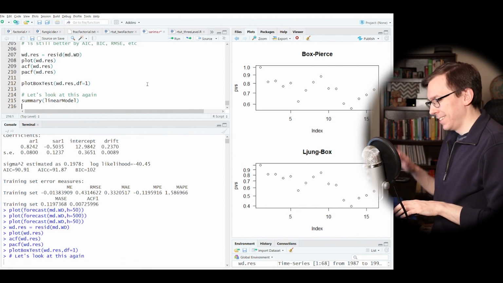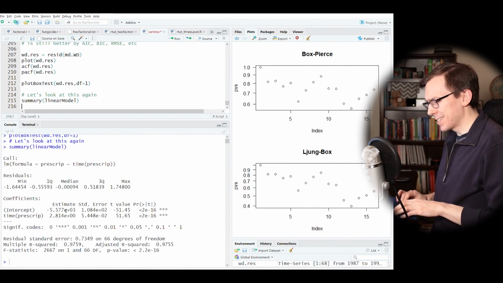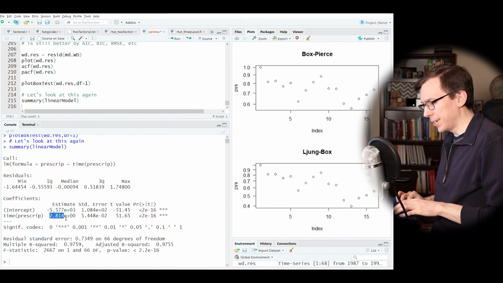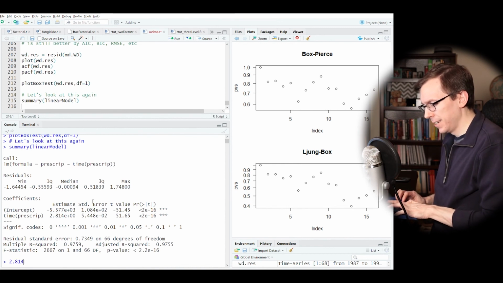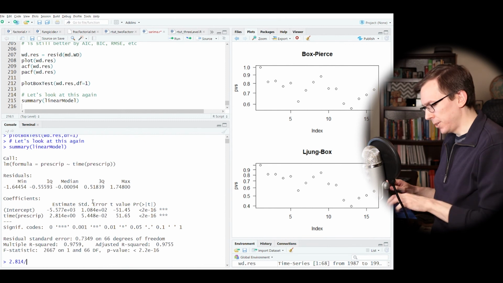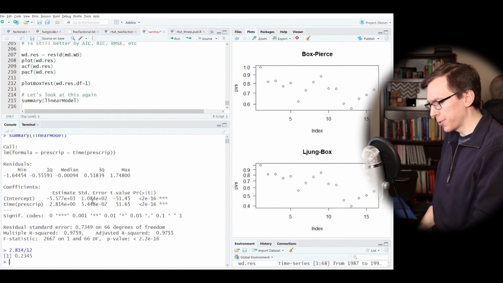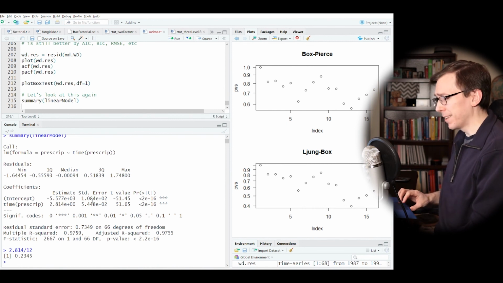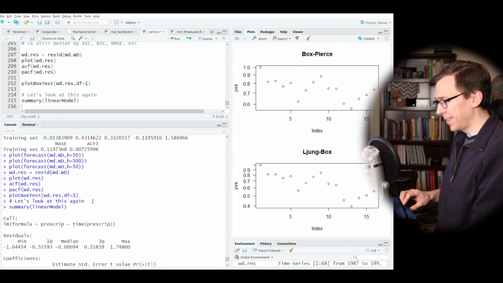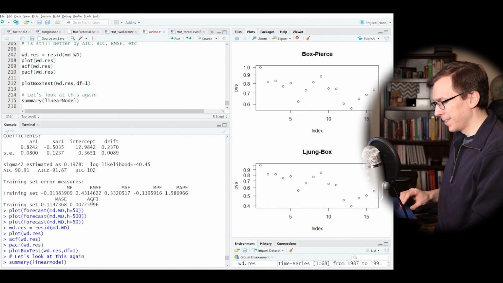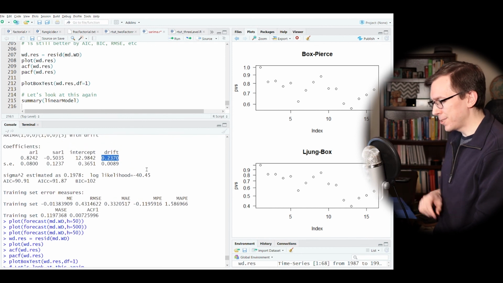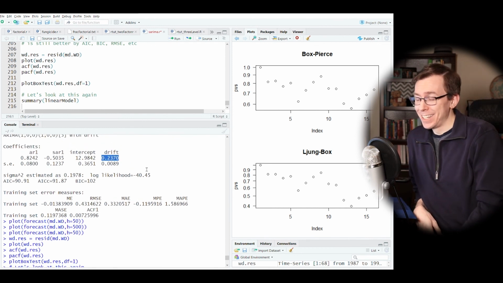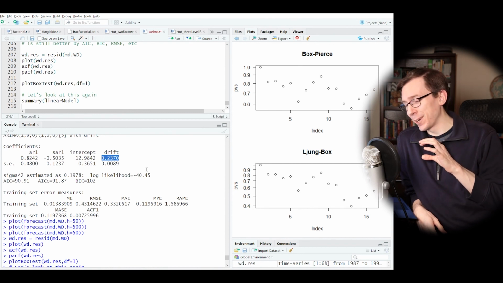Lastly, let's look at that linear model again. So this told me that I should have an increase of about 2.8 per year. Well, a year has 12 months, so that means I should increase at about 0.2345 every month. And up here, the drift term, 0.2370. So here you can kind of see what's going on.